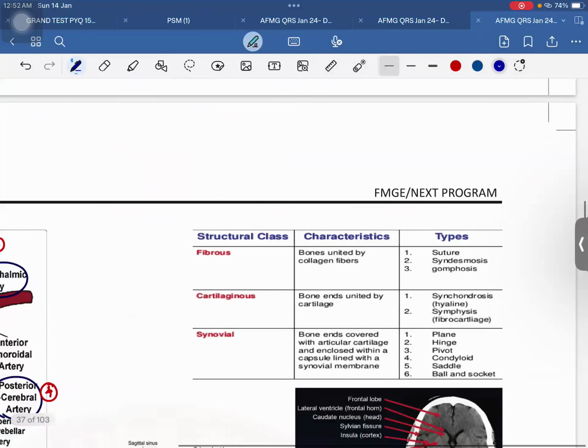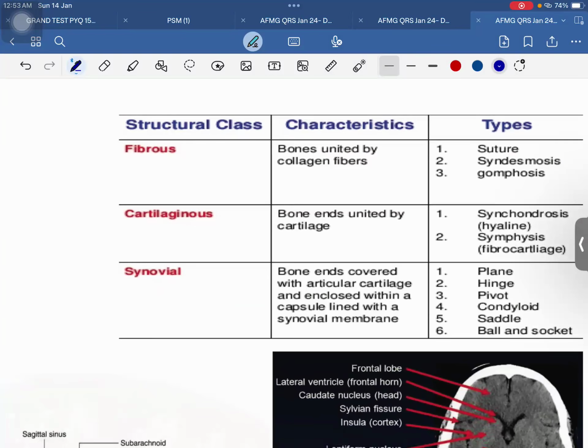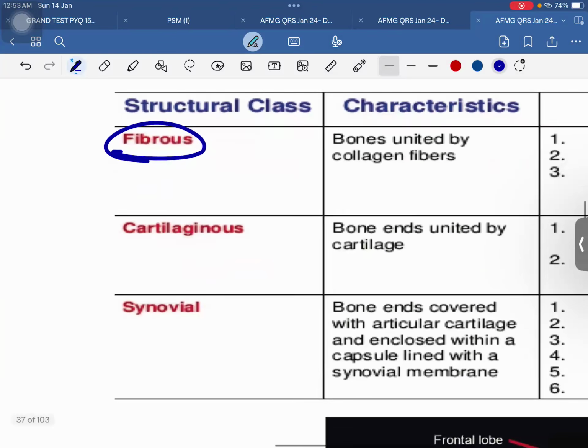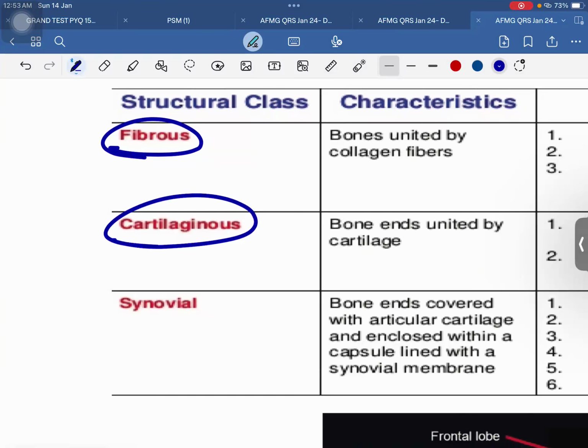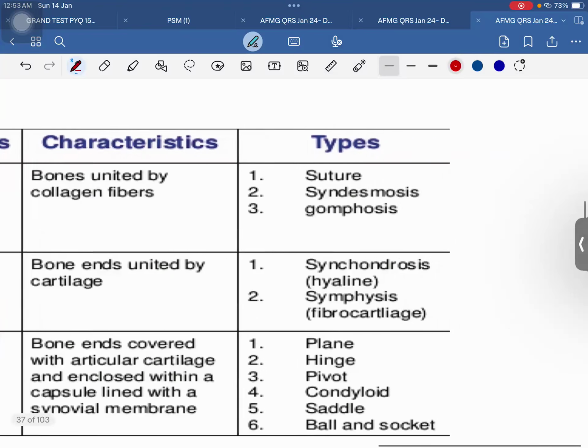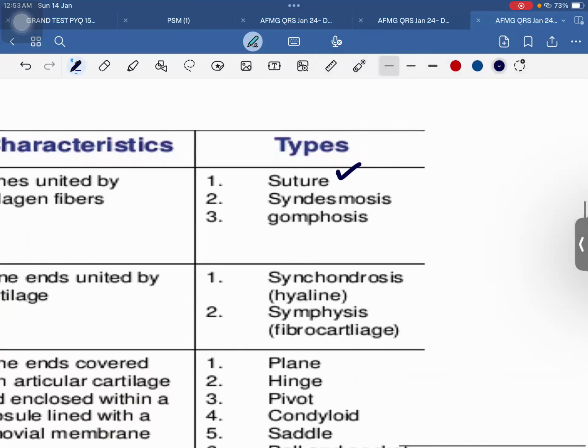If I talk about the joints now, beta, sorry, there are three types of joints, beta. The immovable joints are called as the fibrous joint. The partially movable joints are called as the cartilaginous joints, and the freely movable joints are called as the synovial joints. If I talk about the immovable or the fibrous joints, there are three types of fibrous joints. First, definitely is the suture. Yes, the joints between the two cranial bones, it is the sutures.